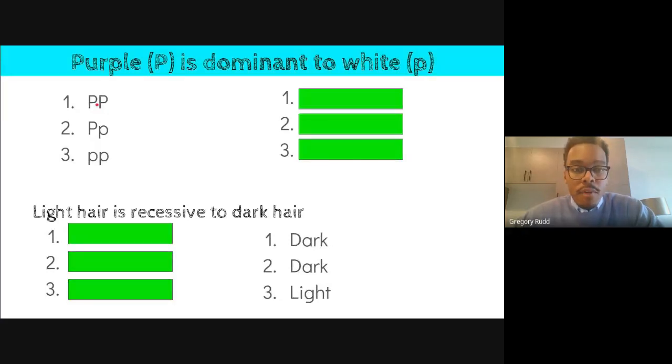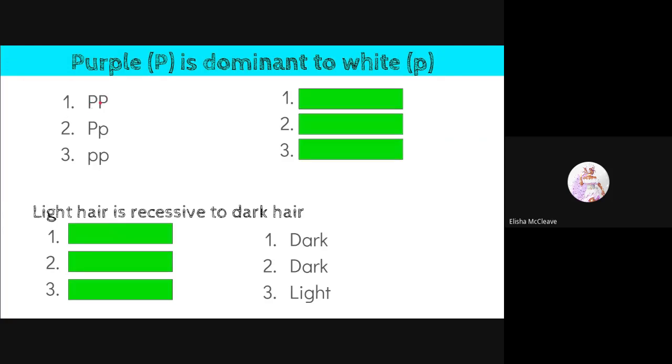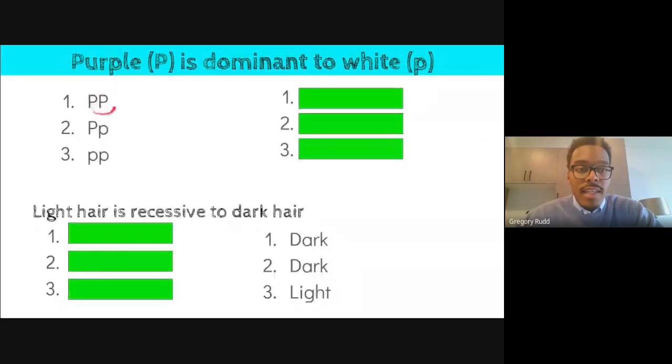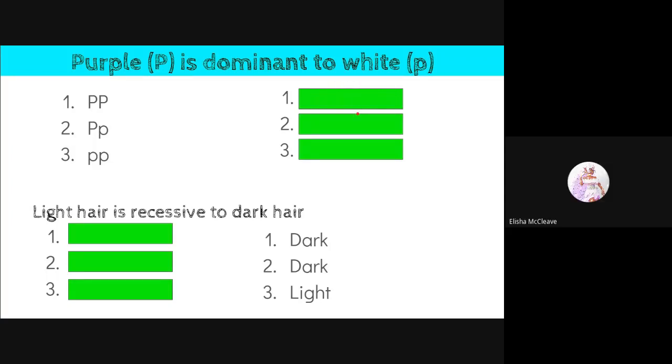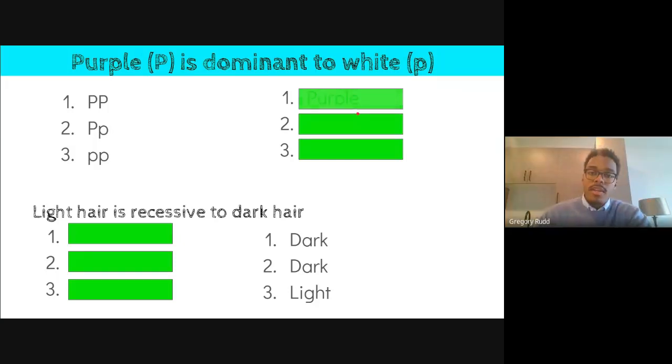So two capital P's. Would that be homozygous dominant, heterozygous, or homozygous recessive? Homozygous dominant. This is HD. Good job. Homozygous dominant. So this is the genotype. What is the phenotype of a homozygous dominant gene? Purple flower. Purple, good.